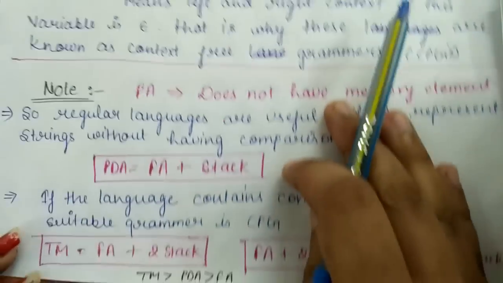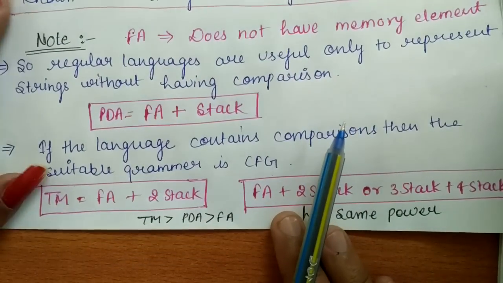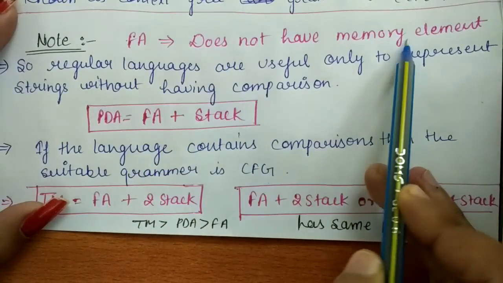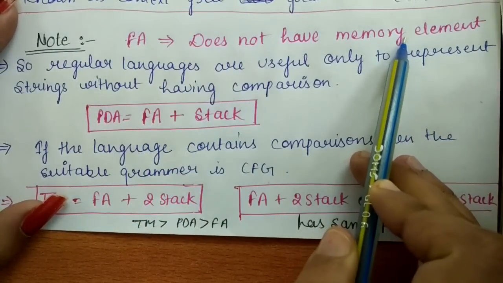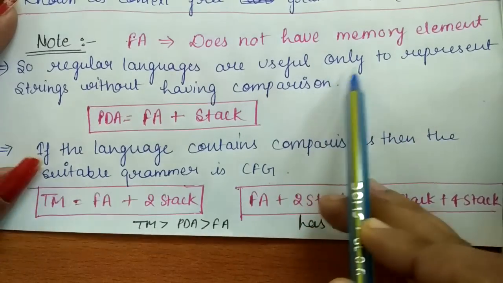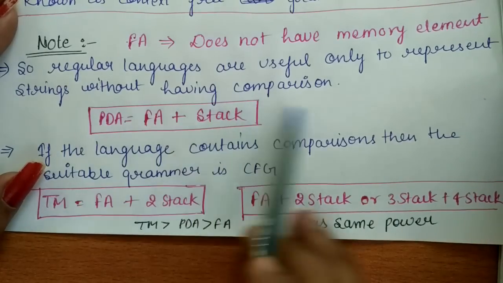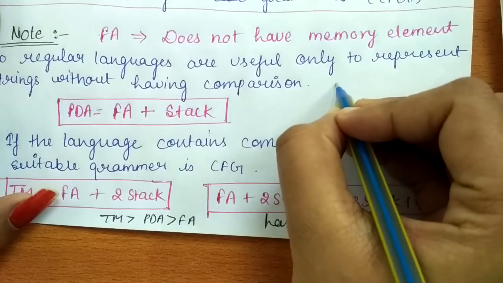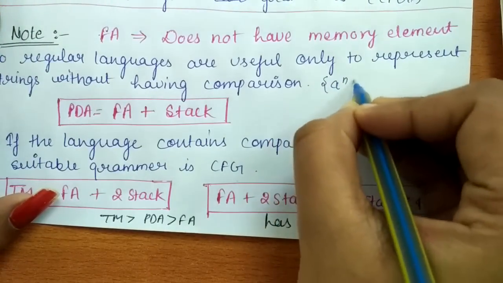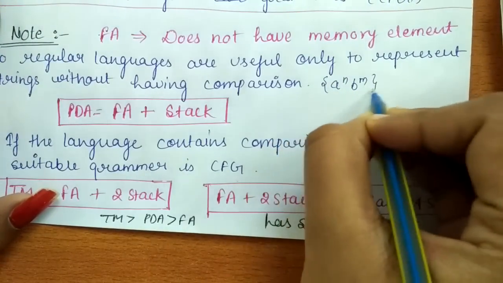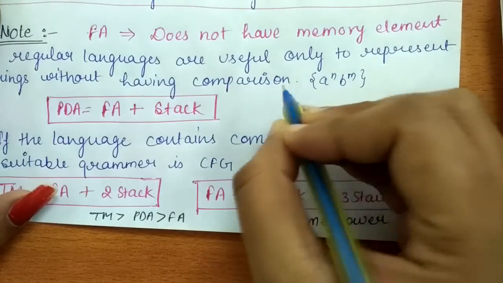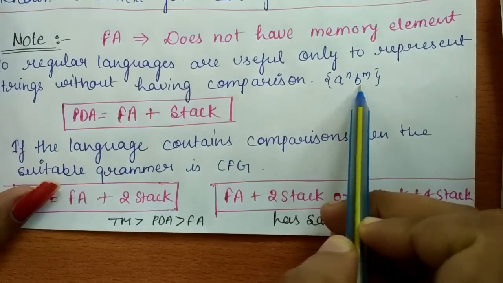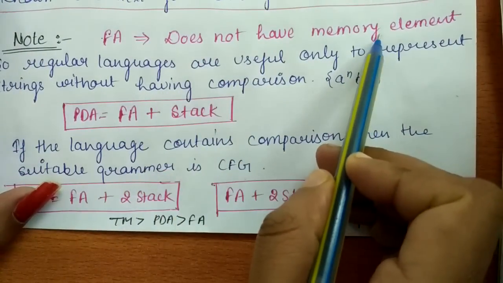Okay. Now we have a very important note. Finite automata does not have any memory element. It means the regular languages are useful only to represent strings without any comparison. Such as we can create a finite automata for a to the power n and b to the power m, where the values of n and m are different. It does not have any comparison, so it does not have any memory element.